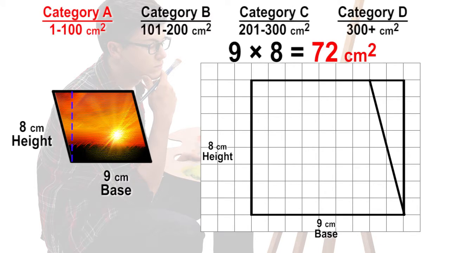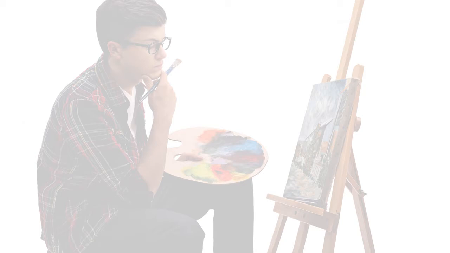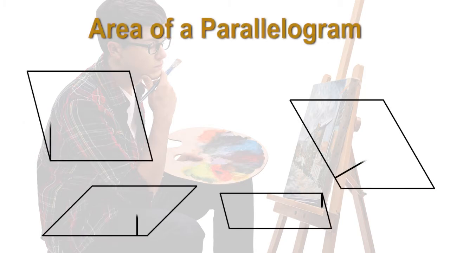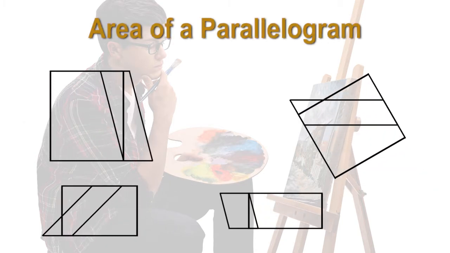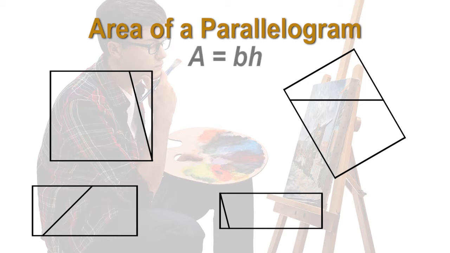Ryan's sunset painting would be in Category A because it has an area greater than 1 square centimeter but less than 100 square centimeters. Every parallelogram can be decomposed and rearranged to create a rectangle. Therefore, the area of a parallelogram is the base times the height.